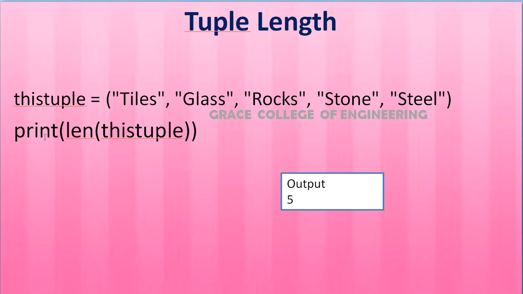Here I am going to call print len of this tuple. To find the length of the tuple, use the len function. While counting the length of the tuple, it starts from 1. So tiles is 1, glass is 2, rocks is 3, stone is 4, steel is 5. So the output is 5.